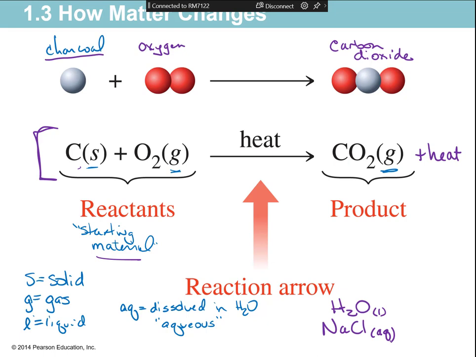In the human body, almost all reactions take place aqueous, right? Because water is the universal solvent. So everything, all of your sugars, all of your nutrients, your waste molecules, everything's dissolved in water in the body. So AQ, don't let that throw you. It just means that that substance is dissolved in water. It's still participating in the reaction. It's just dissolved.